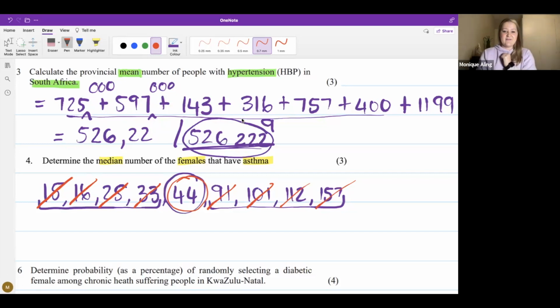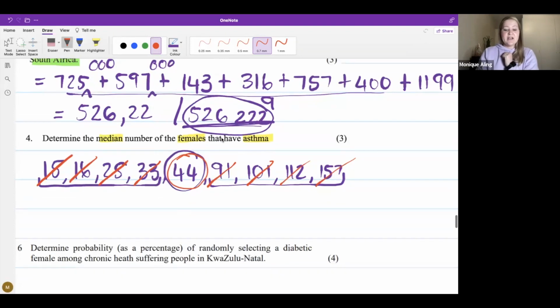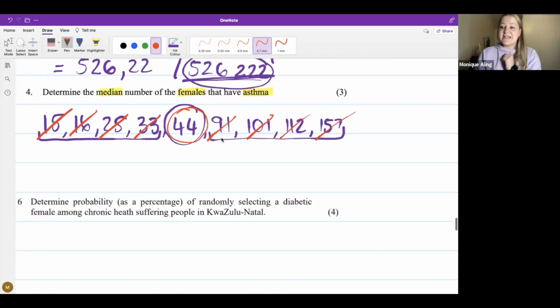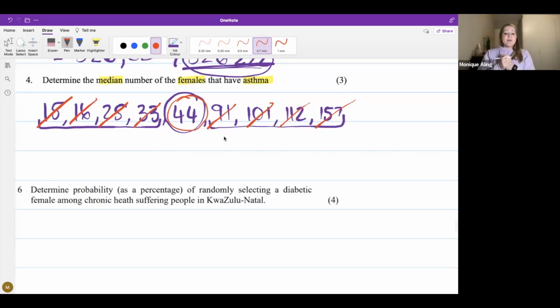Okay. Figured it out. Okay, all sorted. Now they've thrown a probability question into things. Determine the probability as a percentage of randomly selecting a diabetic female among chronic health suffering people in KZN.